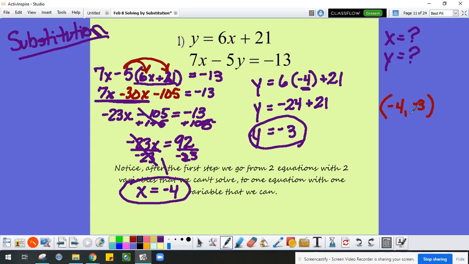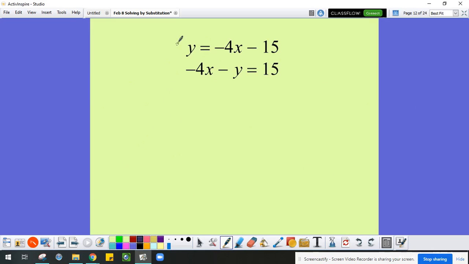So when you have an ordered pair, x, y, this is one solution. You do not need to write the words one solution. This is the one solution. Now let's look at another one.